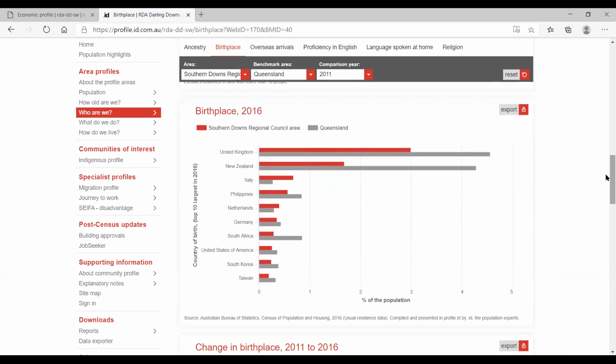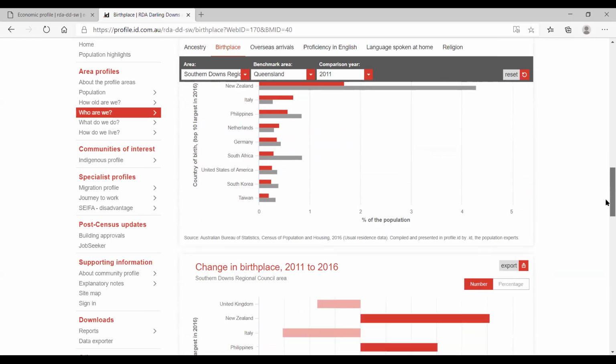And let's have a look straight at our charts and we can see United Kingdom and New Zealand are our predominant birthplaces in this community. The next ones we're looking at: Italy, Philippines, Netherlands, Germany. So this is all our dominant birthplace, so our dominant migrants in our community.